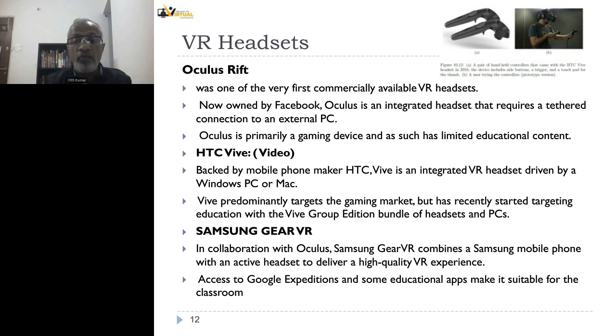And in this regard, we can see headsets such as the Oculus Rift. This is one of the first commercially available VR headsets, and I think it is being offered by Facebook. Oculus is an integrated headset that requires a tethered connection to an external PC. In fact, it is a gaming device, and it is being recast as training equipment. The content available for Oculus Rift is limited, but surely it can be pushed towards developing new content.